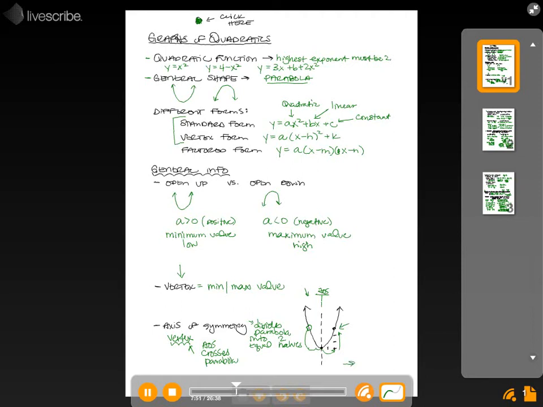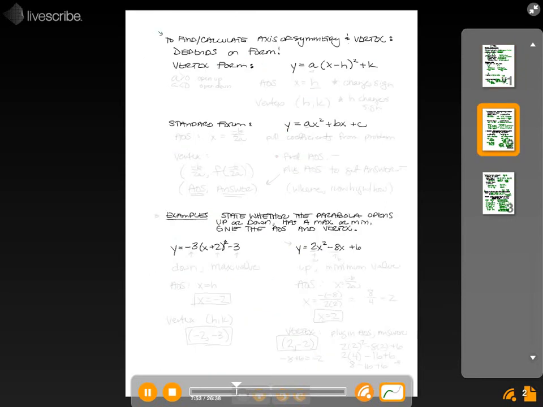Now we're going to look at how to find or calculate the axis of symmetry and the vertex, and this depends on the form you have. Alright, we're going to start with vertex form because it's easier. In vertex form, we can just pull this information out of the formula, which is nice. We just have one little thing to remember, and it regards one of our variables.